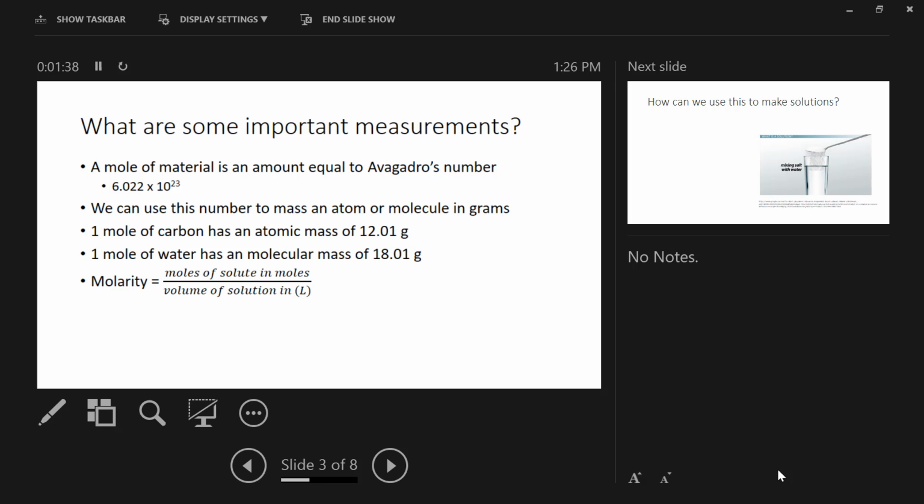And then two key terms. One, solute. S-O-L-U-T-E. Solute.